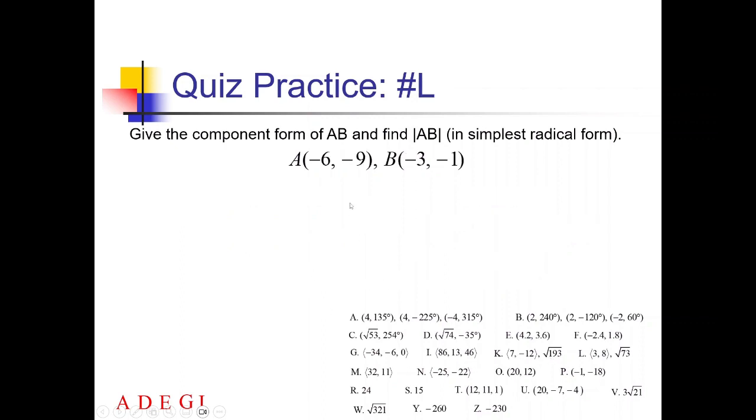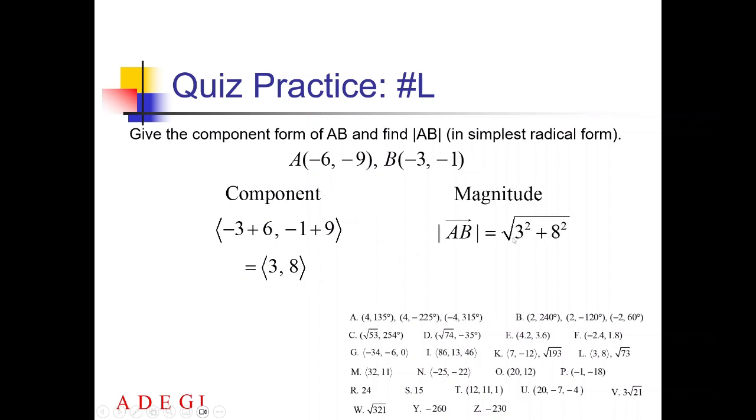For problem L, let's start by getting the component form of these 2 points. So we've got negative 3 minus negative 6, so plus 6, comma, negative 1 minus negative 9, so plus 9. So my component form then is going to be 3, comma, 8. And then for the magnitude, I have the square root of 3 squared plus 8 squared. So square root of 9 plus 64, square root of 73. Let me check answer L. 3 comma 8, yep. And then radical 73 matches, so L is also good.